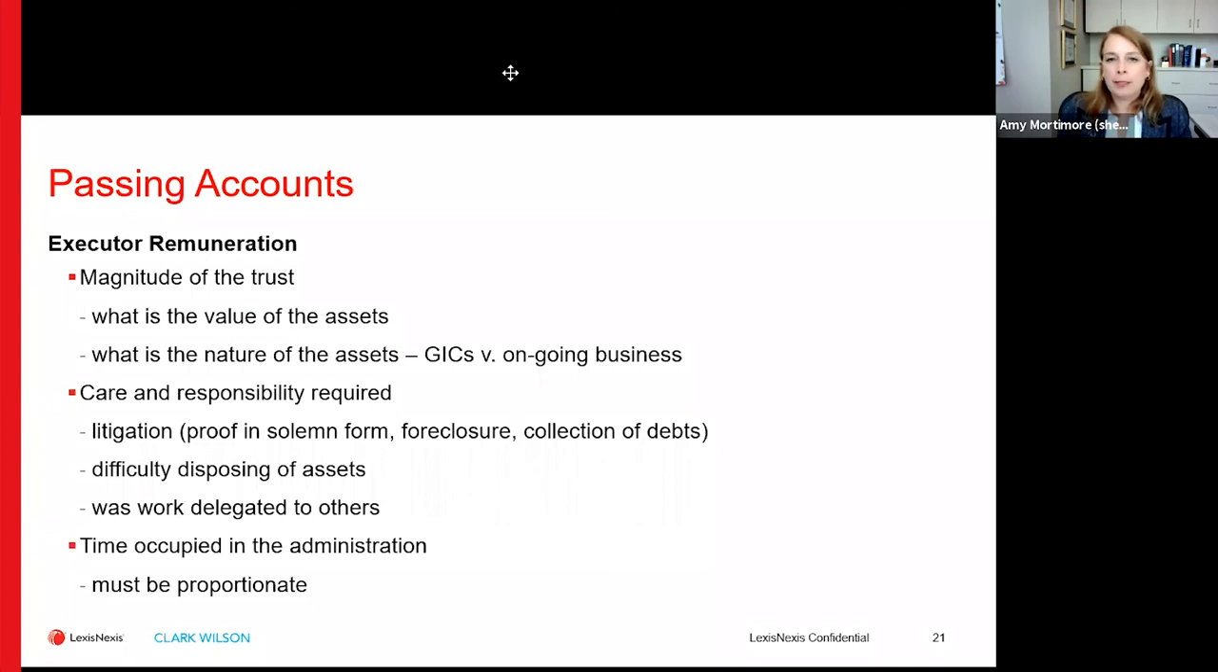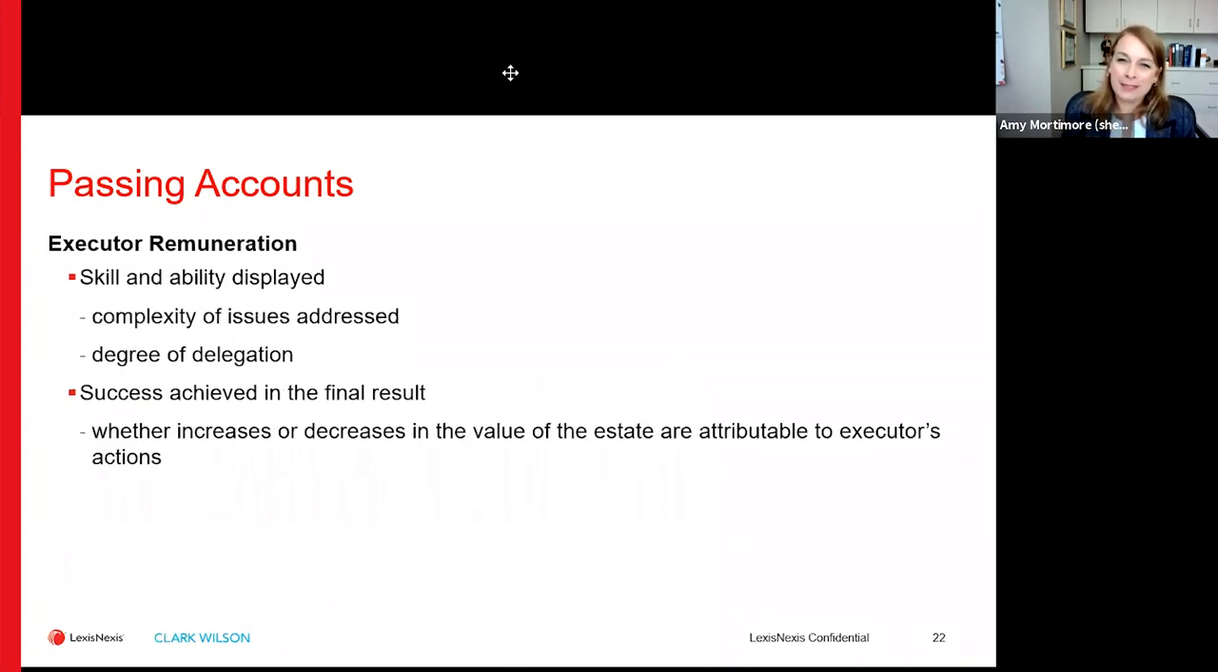The time occupied in administration, the point that I think we really need to keep in mind here is the court is not going to condone make-work projects. So if the executor wants to record 500 hours for cleaning out the house, unless it's some kind of mansion with all sorts of things in it, it's unlikely the court's going to say 500 hours was reasonably spent. It wasn't proportional to the work that you were carrying out.